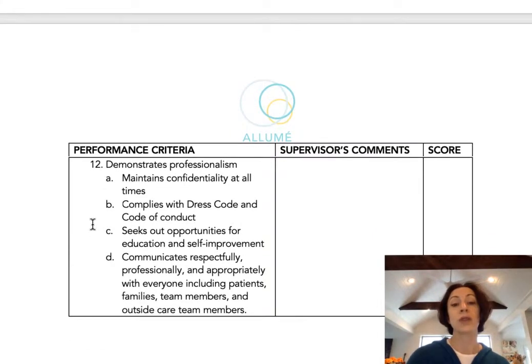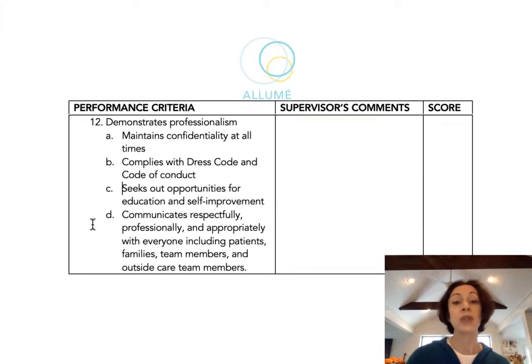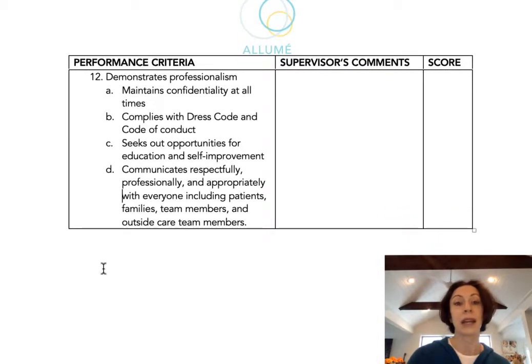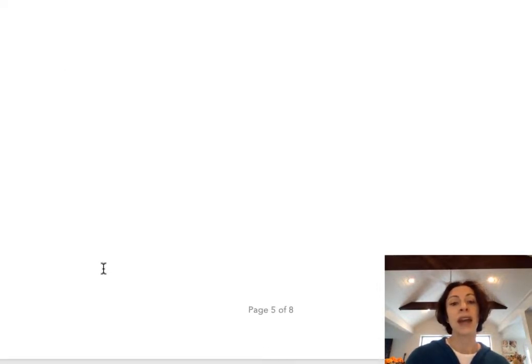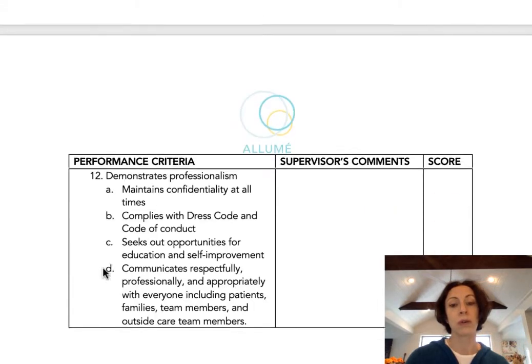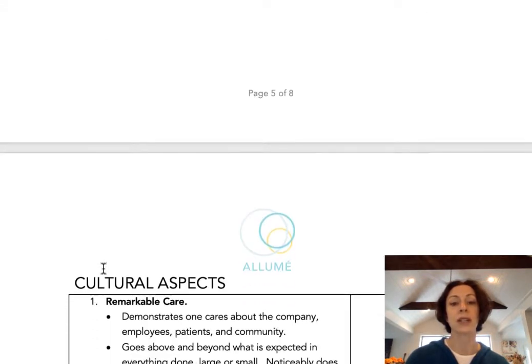You're complying with our dress code and our code of conduct. You're seeking out opportunities to improve. You're looking for more training so that you can grow. You're communicating respectfully, professionally, and appropriately with everyone, including patients, families, team members, and anybody else that might participate in our program. So that is the first section that you go through on your performance evaluation as a shift nurse.